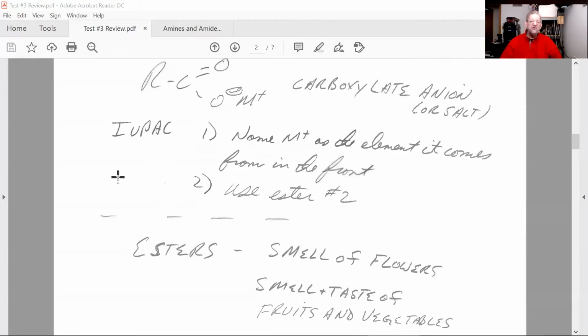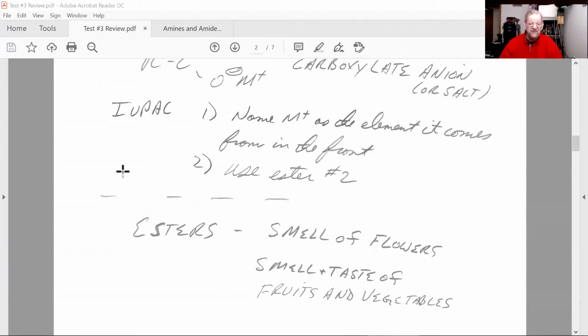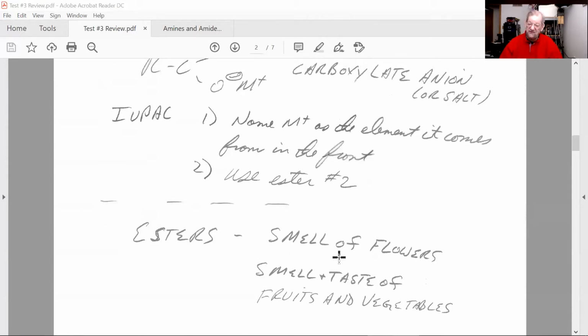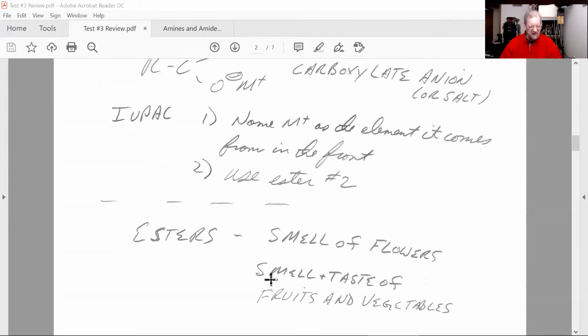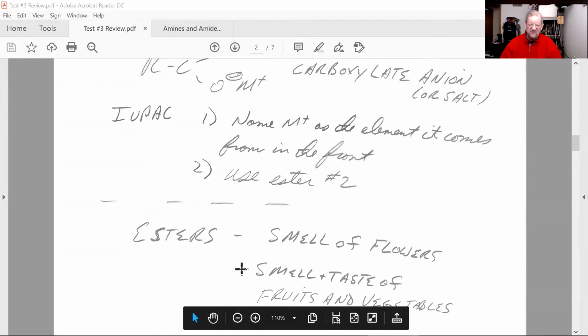All right, you should know esters are responsible for the smell of flowers and the smell and taste of many fruits and vegetables. If you smell and taste a banana, that was an ester. If you like roses, you're smelling esters, and other flowers too, lilacs and so on.